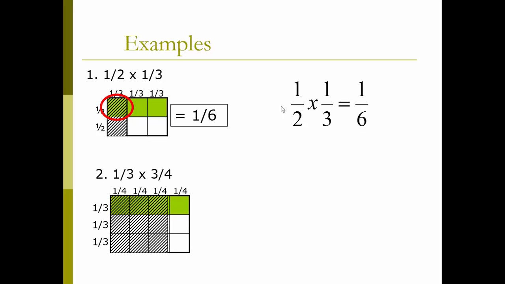So we have a new denominator, and our double shaded area is 3, so our numerator is going to be 3. So we have 3/12 as the answer. When simplified, this is equal to 1/4. We always want to make sure to take our final answer in the simplest form.